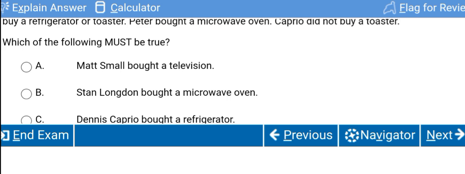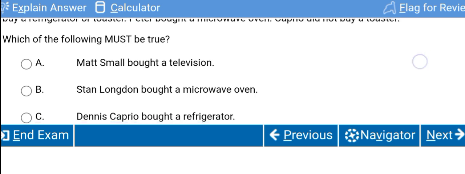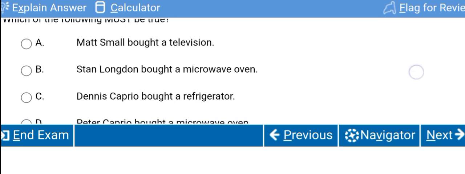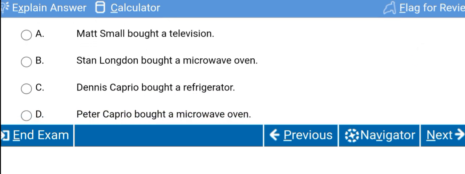Option A, Matt Small bought a television. Option B, Stan Longdon bought a microwave oven. Option C, Dennis Caprio bought a refrigerator. Option D, Peter Caprio bought a microwave oven.